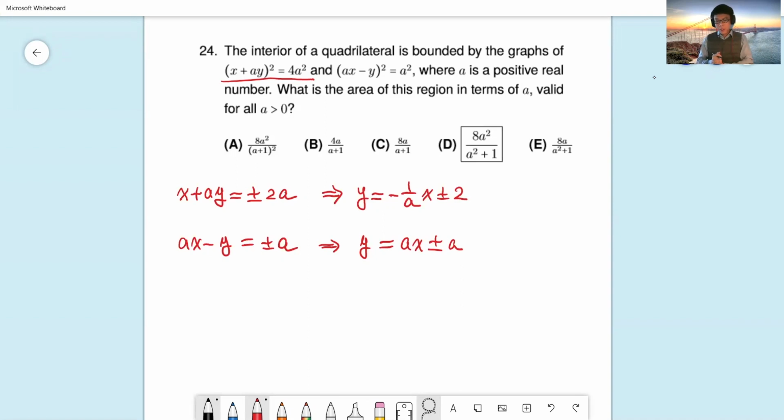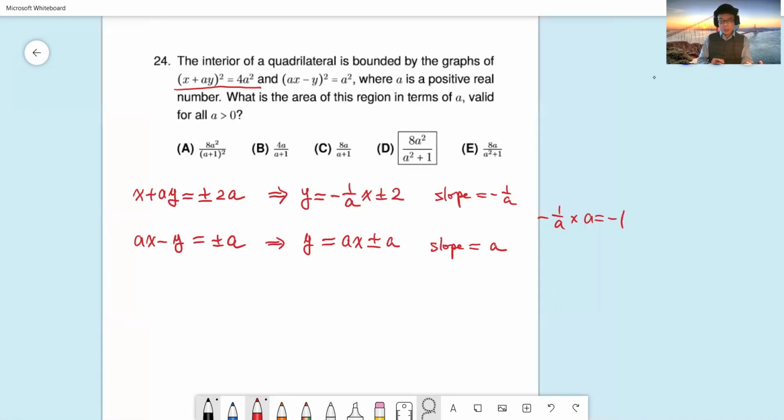Now, we see the slopes. The first slope is negative 1 over a. The second slope is a. So the product equals minus 1. That means the slope from the first group and the slope from the second group are perpendicular.